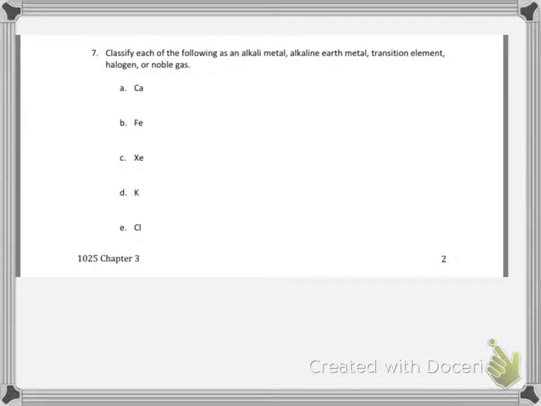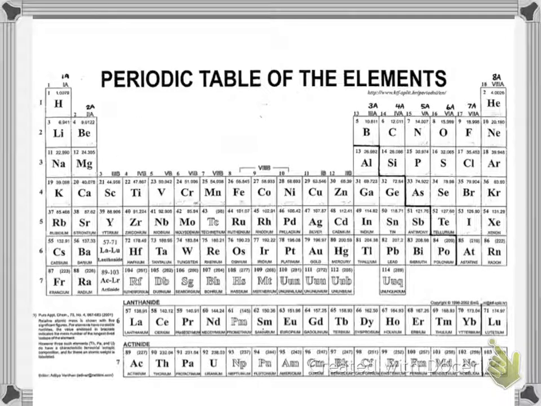So question 7 says, classify each of the following as an alkali metal, alkaline earth metal, transition element, halogen, or noble gas. So all of these things are names for groups or areas on the periodic table. There are 4 groups on the periodic table that have their own names. So I think of them as bookends. So recall, a group is a column.